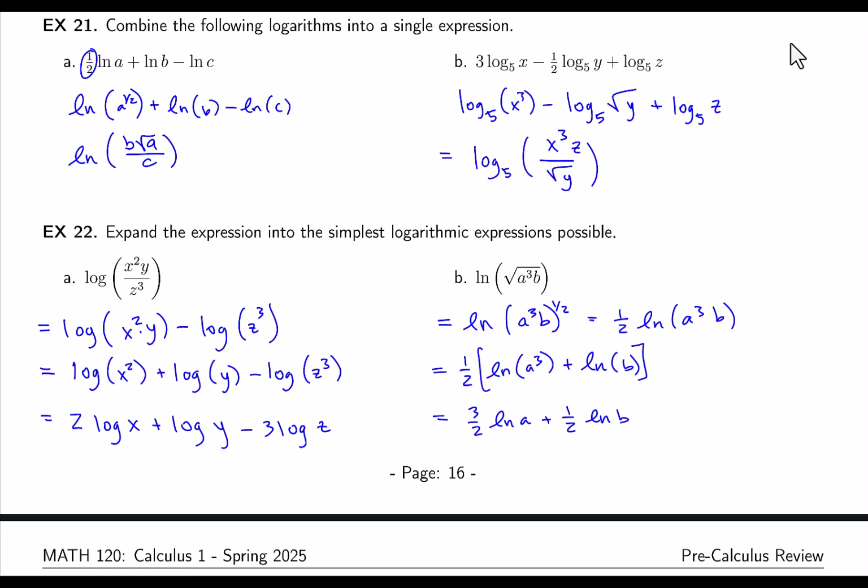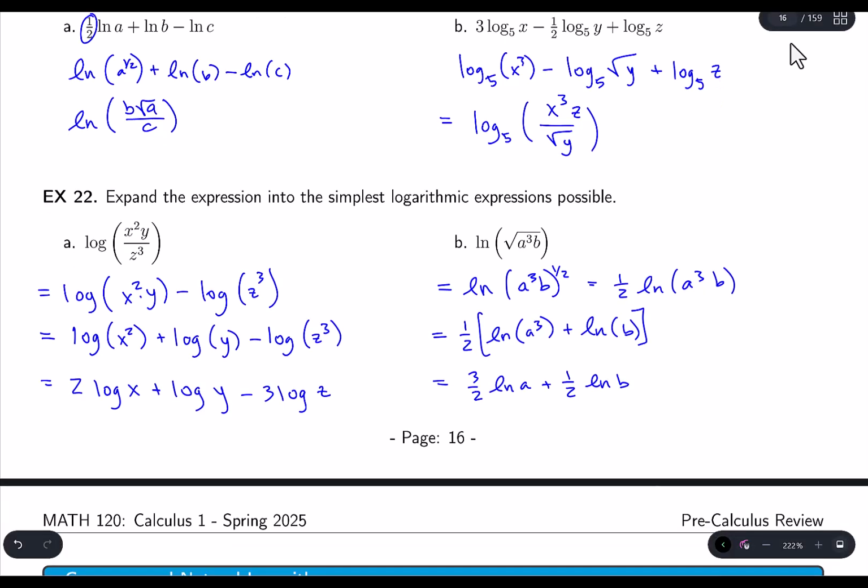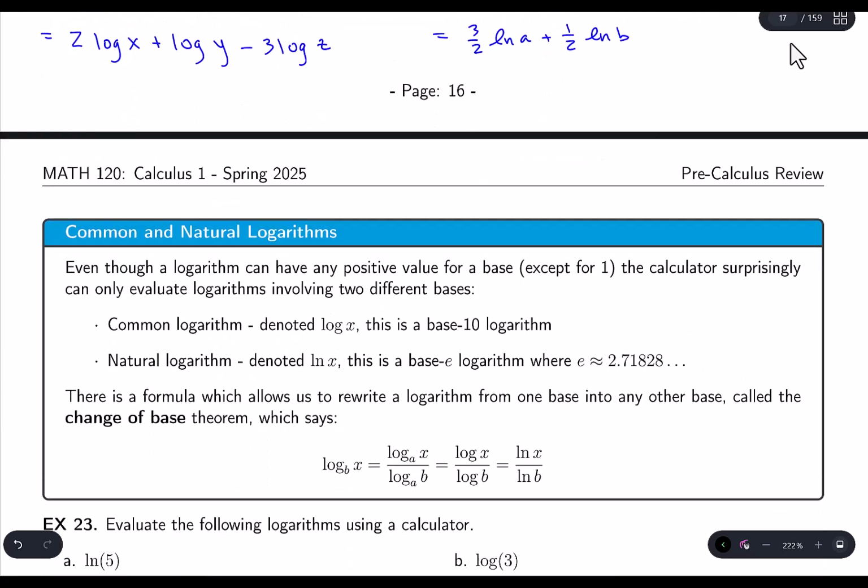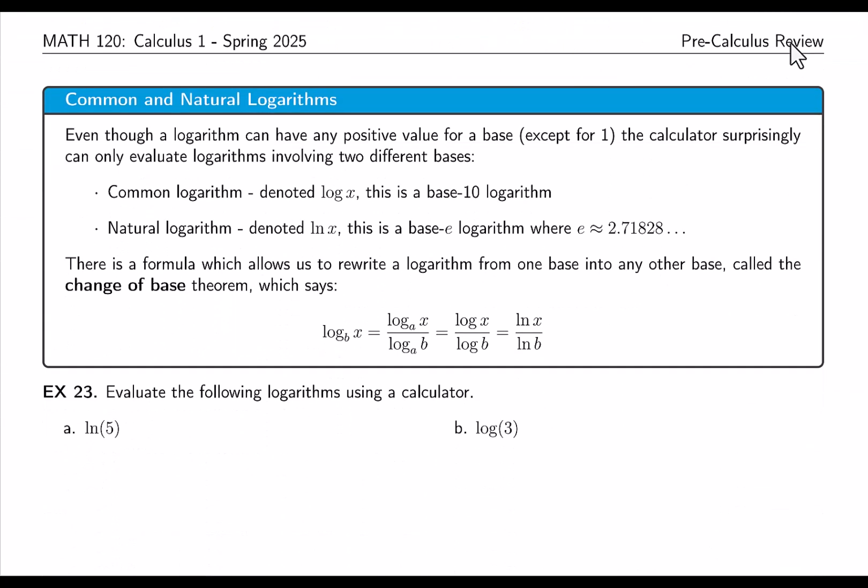All right, so those are the kinds of skills you need to be able to do. In addition, you need to be able to use your calculator for logarithms, so let's go over that real quick. Now, as I've already mentioned, you have two main types of logarithms. Those are the ones with names. You have a common logarithm and you have a natural logarithm.